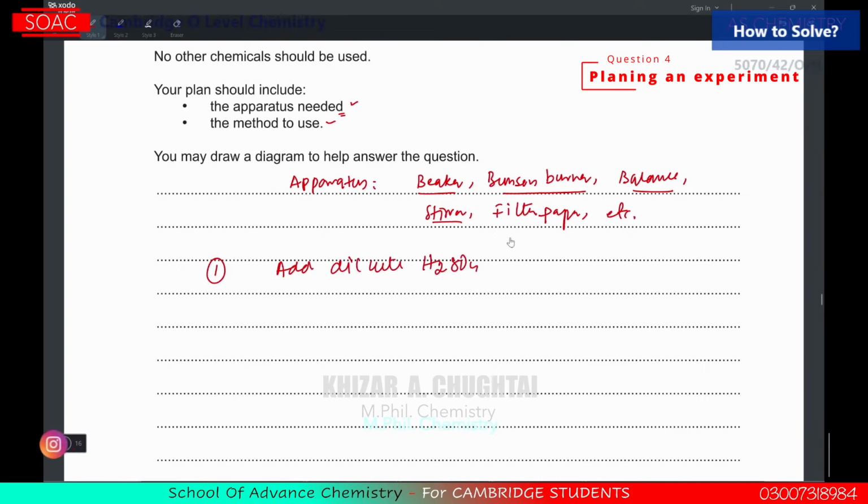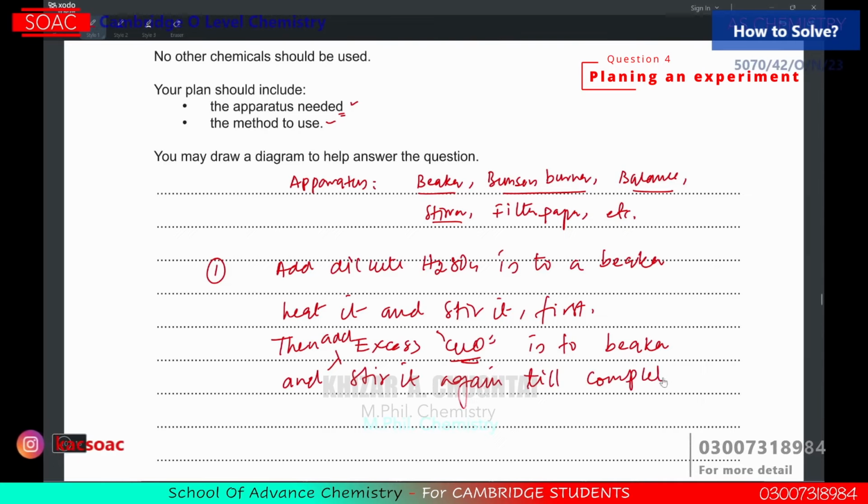Then we will add excess CuO, copper 2 oxide, into the beaker. Again stir it, and stir it again till the reaction is complete.